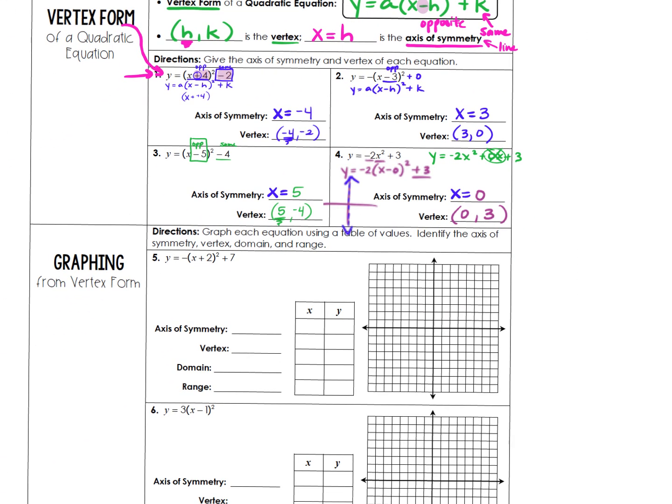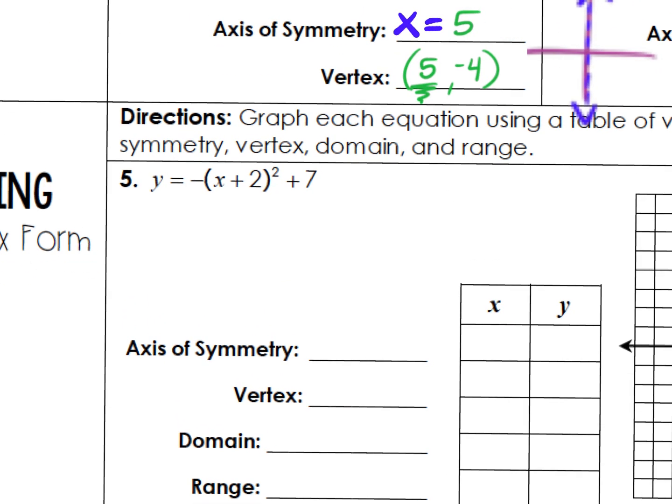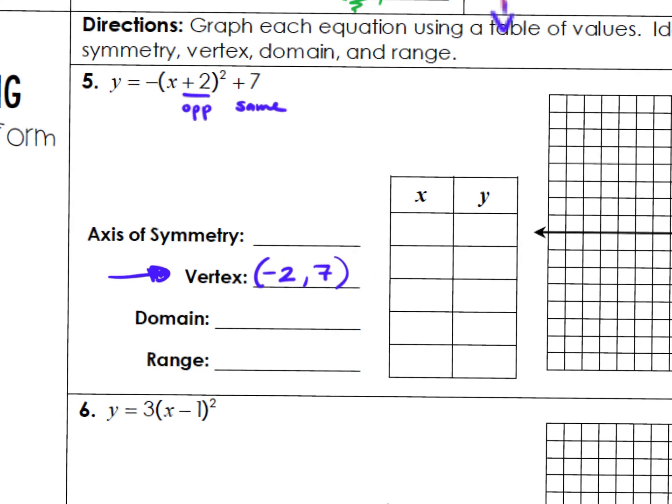Okay, so here's what we're going to do. We're going to apply that. It says graph this using a table of values, identify the axis of symmetry, the vertex, the domain, and range. So very similar to yesterday in this regard, but we're coming about it a different way. We're coming at it from vertex form instead. So take a look at this setup. And we're going to start here. From vertex form, I think it's easiest to start at the vertex. What would this vertex be? Opposite of this, the same as that. So negative 2, positive 7.